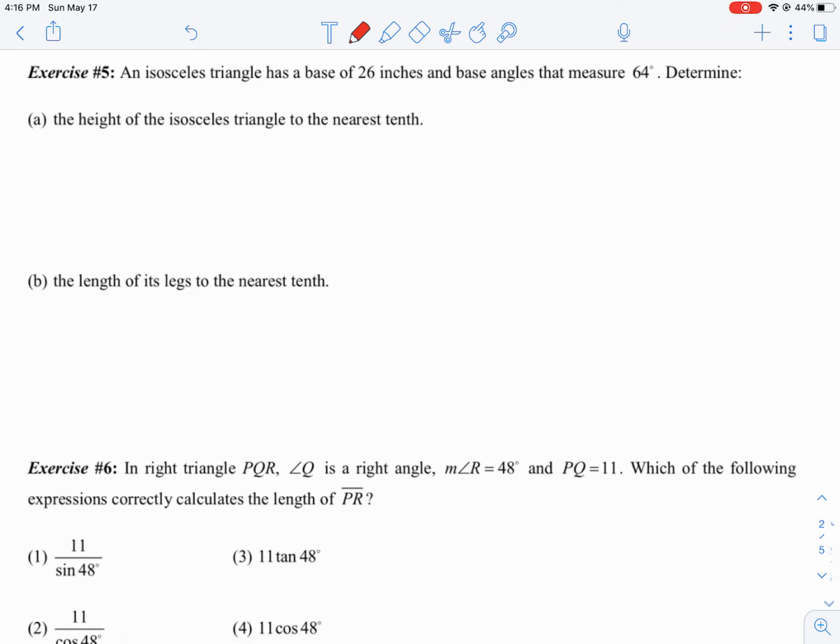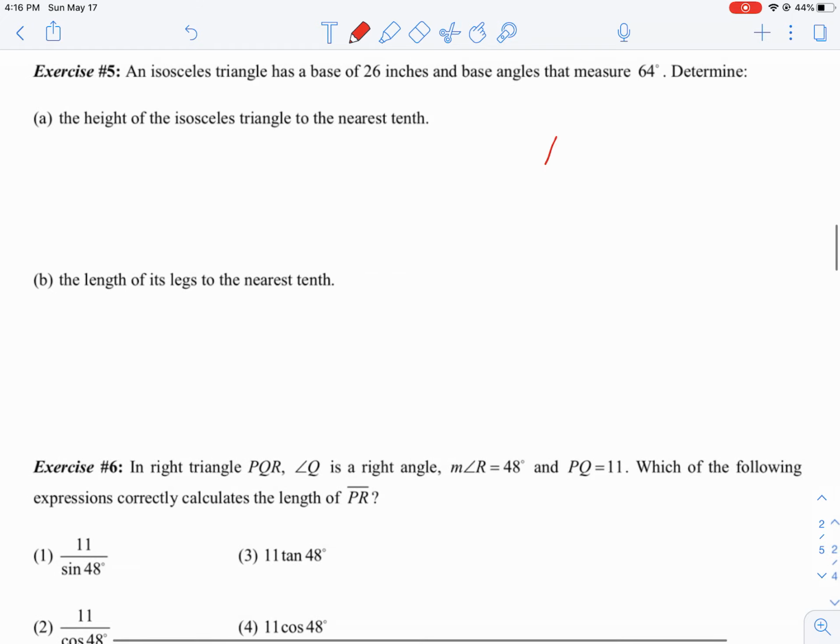Exercise 5 is interesting here. It involves some properties of an isosceles triangle. An isosceles triangle has a base of 26 inches and base angles that measure 64 degrees. Determine the height of the isosceles triangle and the length of its legs to the nearest tenth. Okay, so let me draw this isosceles triangle in here.